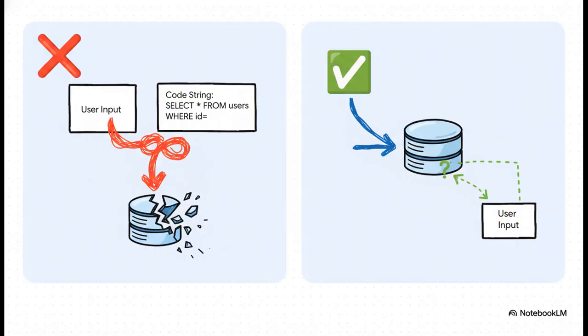Look at the left. That's the bad way, where we're just gluing the user's input onto the end of our command. But on the right, that's the solution. See that question mark? That's a placeholder. The database gets the command first with the placeholder, and then it gets the user's data separately. This way, the data is just data. It has zero chance of changing the logic of the command.